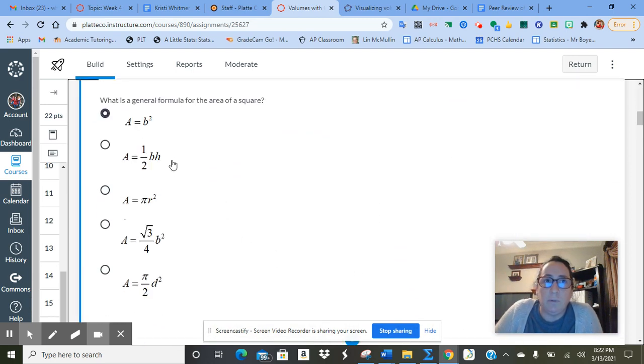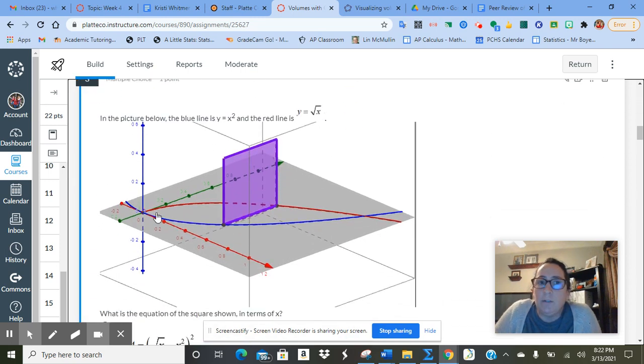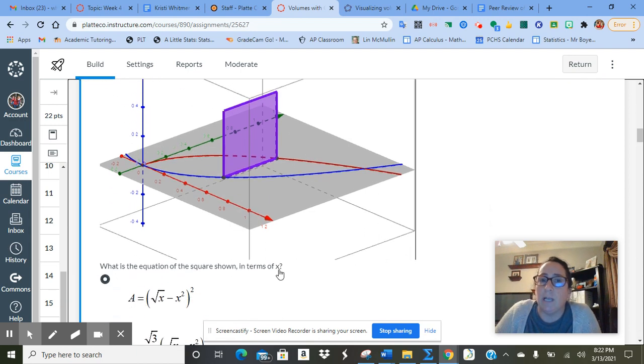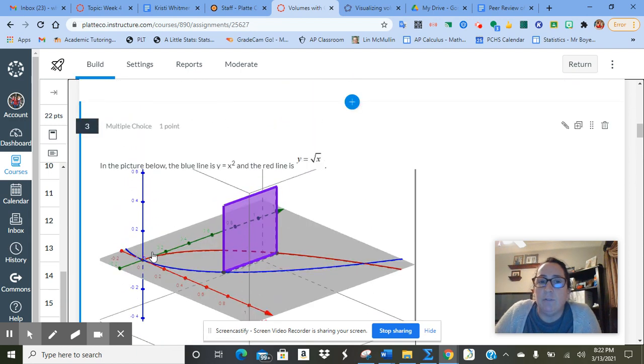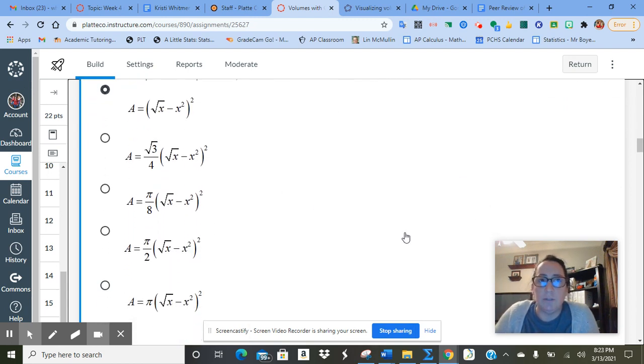So then I start with a basic thing that they already know. What's the general formula for the area of a square? And here they can answer and get immediate feedback if they know that or not. And then we're going to look at a general formula for a square now in terms of x. So when I have two different functions that are being graphed, x here is this top minus the bottom, and that's going to be filled in for the variable that they had. Again, it's multiple choice so they can see if they are on the right track or not.